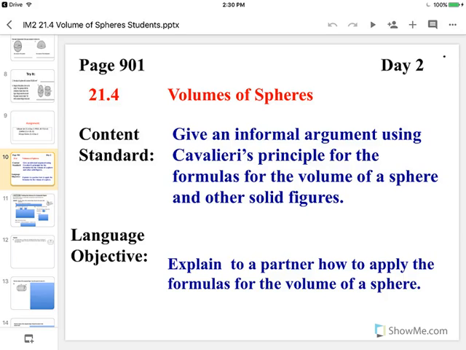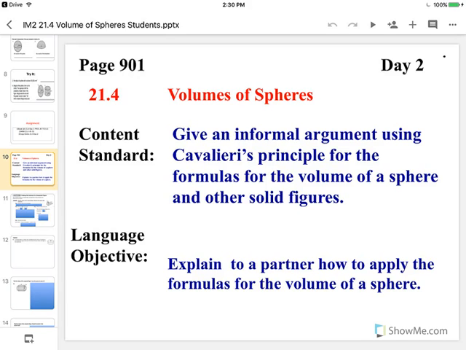21.4 day 2 is on the volumes of spheres. The content standard: give an informal argument using Cavalieri's principle for the formula for the volume of a sphere and other solid figures. Language objective: explain to a partner how to apply the formula for the volume of a sphere.